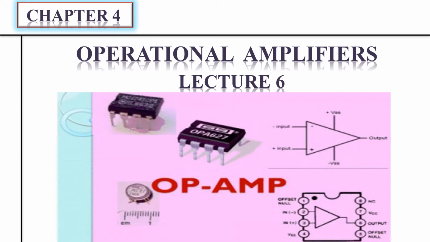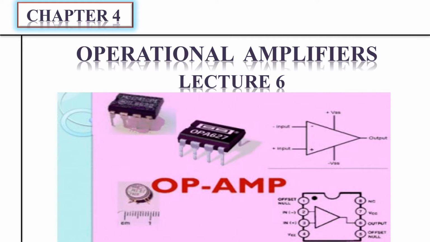When I say linear application, it means the shape of the output is the same as that of the input, and when we say non-linear applications, it means the shape of the output signal is different from the input signal. So there are two types of applications, linear and non-linear, right? We started with the linear applications. We have done inverting op-amp, non-inverting op-amp, then buffer, inverter, adder. So we have seen these applications of op-amp.